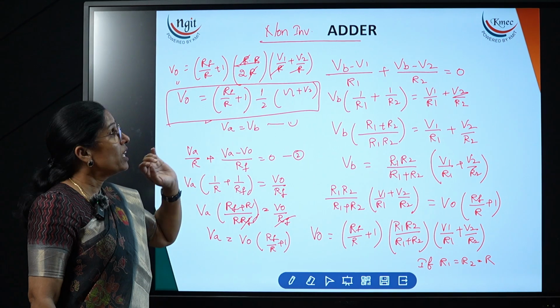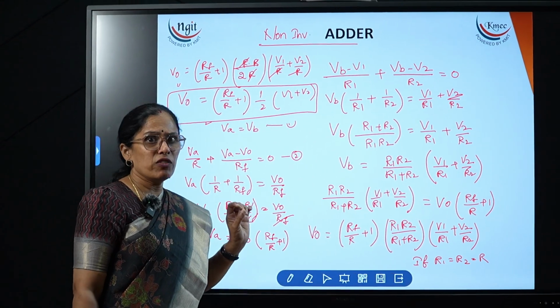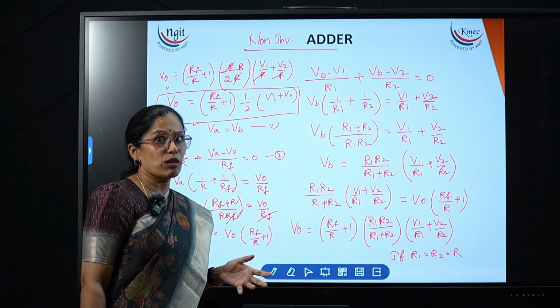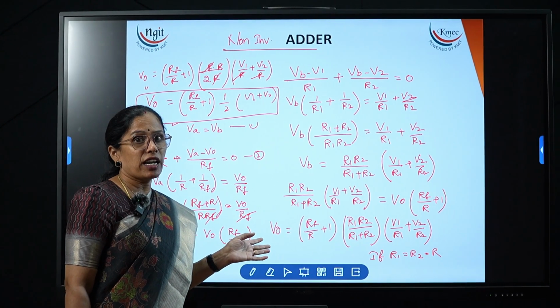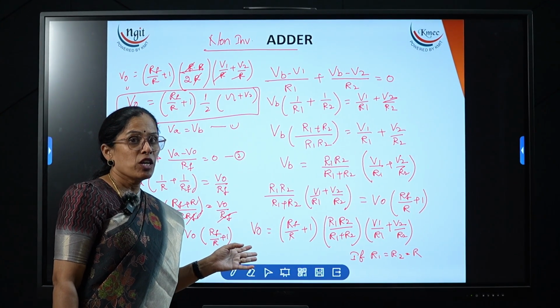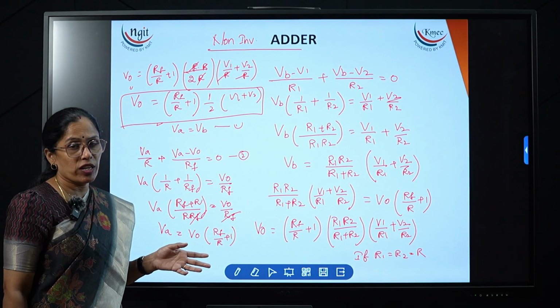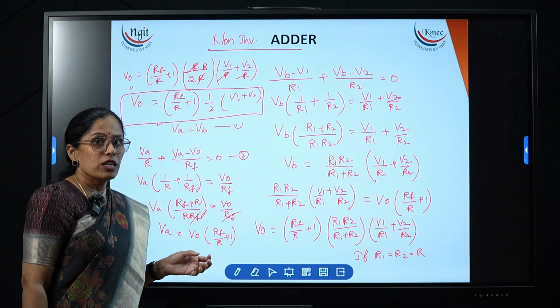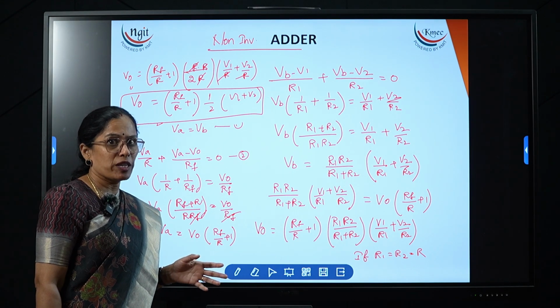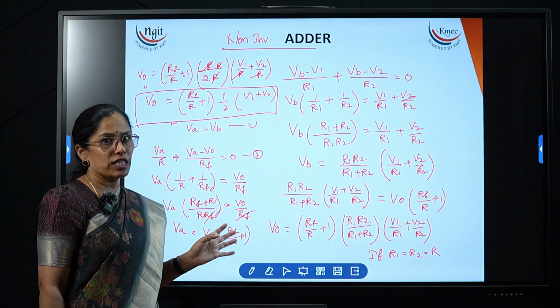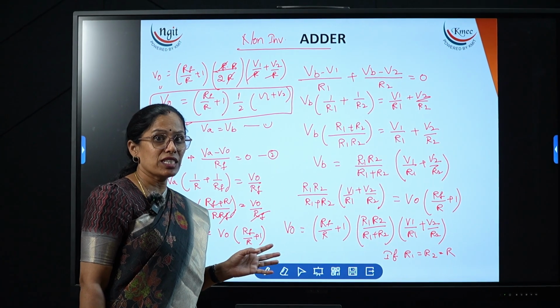Now this is about the non-inverting amplifier. The non-inverting amplifier directly is not giving the sum of inputs, but it is acting like an average circuit with gain. So if we choose the gain equal to the number of supplies, the number of inputs we are giving, then it is acting like an adder circuit or summer circuit.